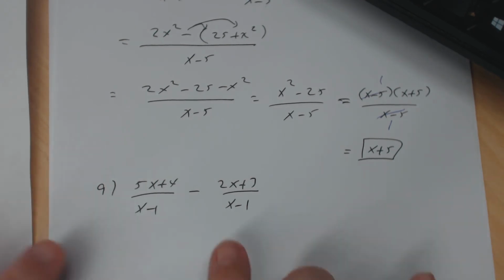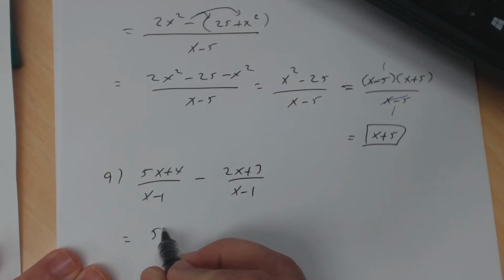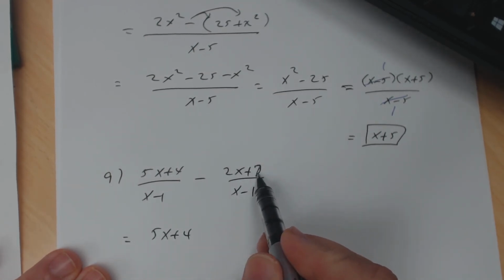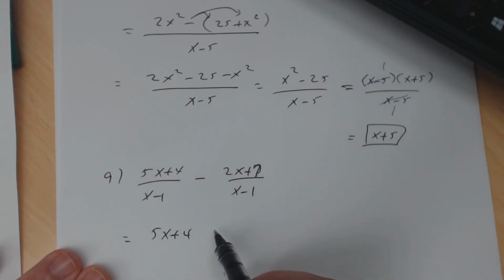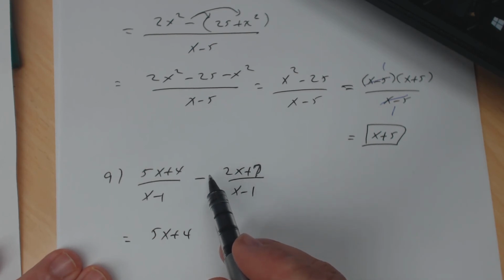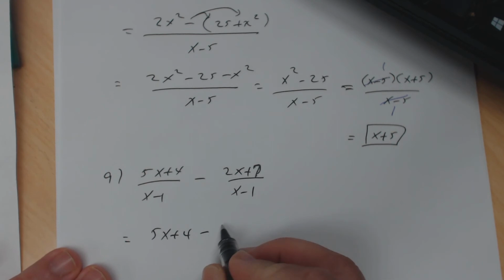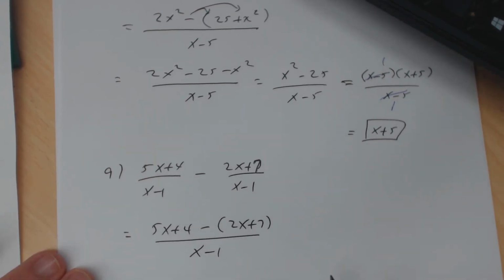Okay, so since I already have common denominators, I'm going to write this as one fraction. So we get 5x plus 4. And again, I'm subtracting something other than a monomial. That's a 7 here. So you may want to put that in parentheses. If not, you got to be careful. I'm subtracting 2x, and then I'm subtracting a positive 7. So minus 2x plus 7 in parentheses over x minus 1.